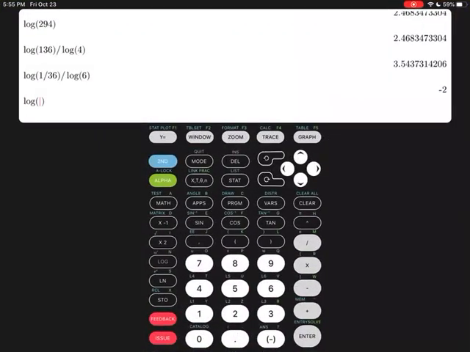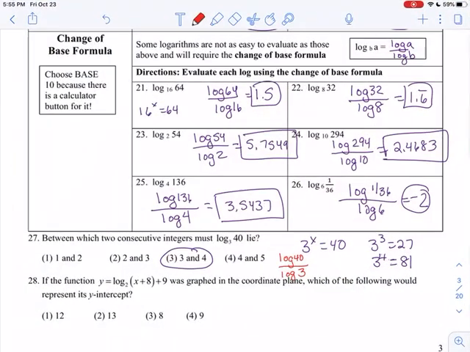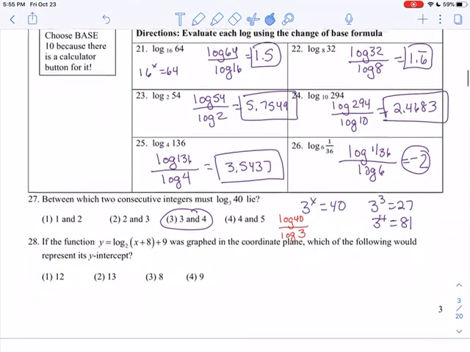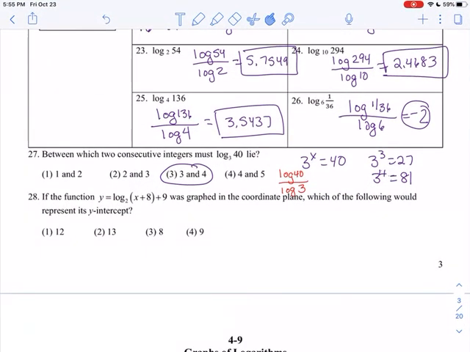Now if you wanted to actually find the real answer to it, you would just do my change of base. Log of 40 divided by log of 3. So log of 40 divided by log of 3. And it's 3.357. See how it's between 3 and 4. But you can use your calculator for that.